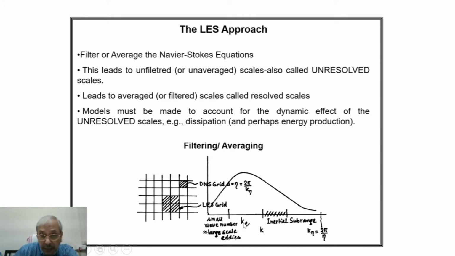So if we want to capture the entire spectrum, we have to use grids, and you can see the grid size is given by twice pi by k eta, and this k is wave number. So high wave number means basically small scale; we have to go up to the smallest scale of eddies, that means very high frequency or very high wave number, which will correspond to the smallest grid size.